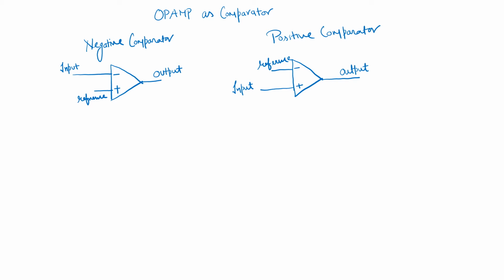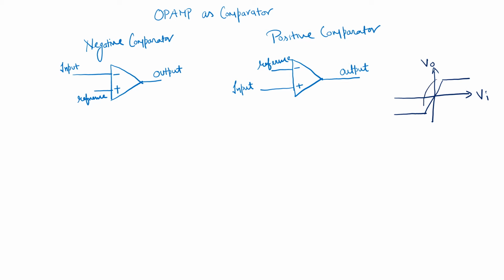Hello friends, in this video we'll study about Opamp as comparator. So comparators are of two types, negative and positive comparator. But before starting that, we know that if we plot a graph of the transfer characteristic between input and output of any operational amplifier Opamp, then the plot will be like this.